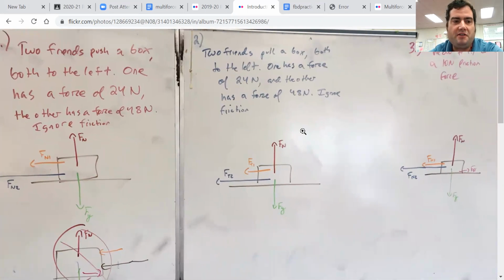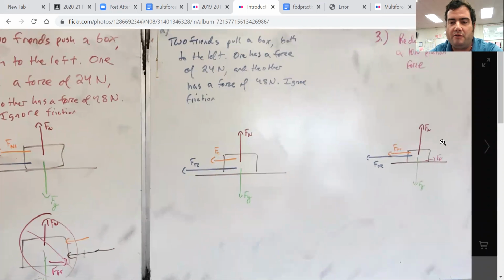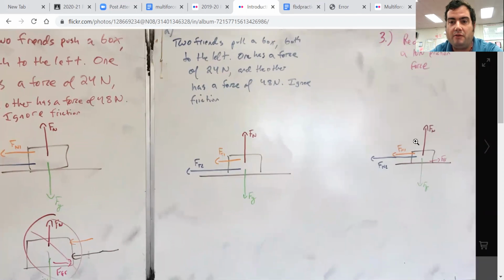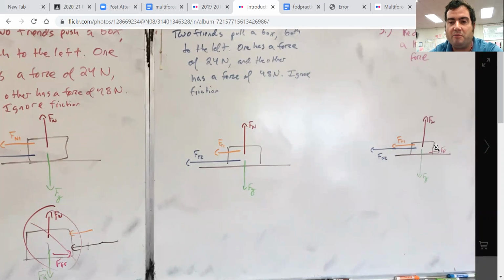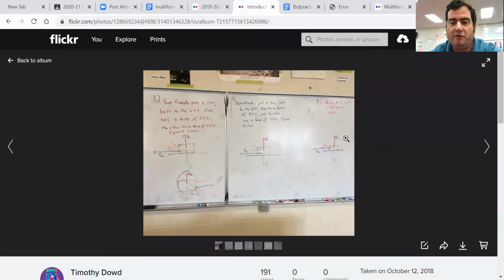Question 3 is basically the same problem, except now we add another force, a friction force on there. And notice it's less than either of the two original forces, so I drew the arrow smaller. So those are the answers for the first three.